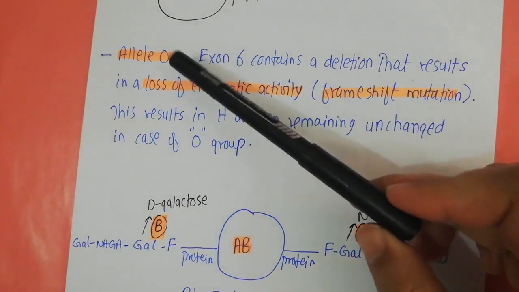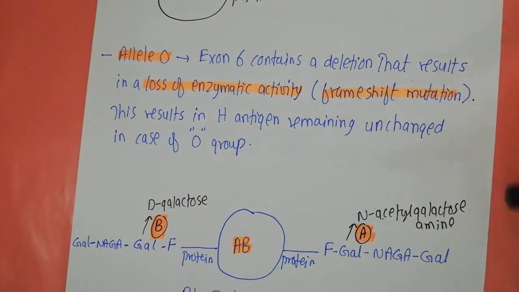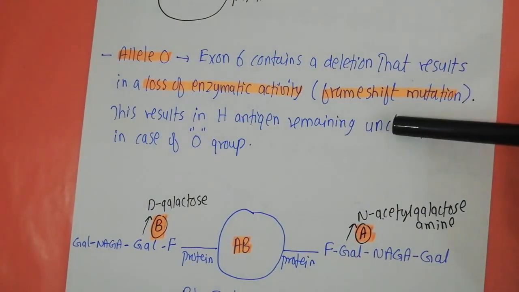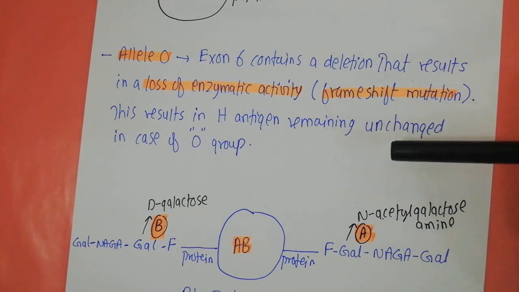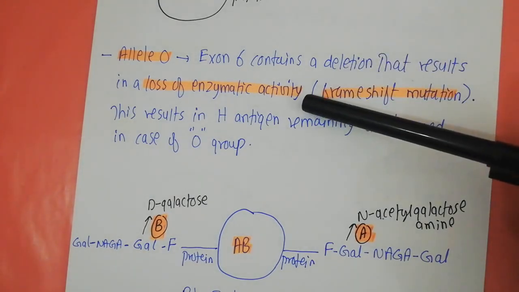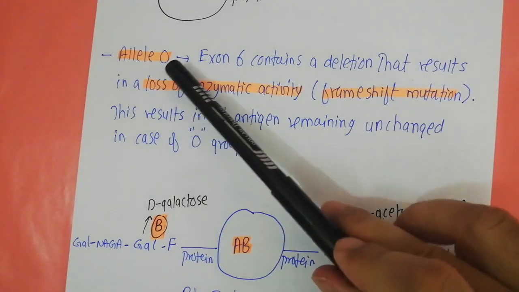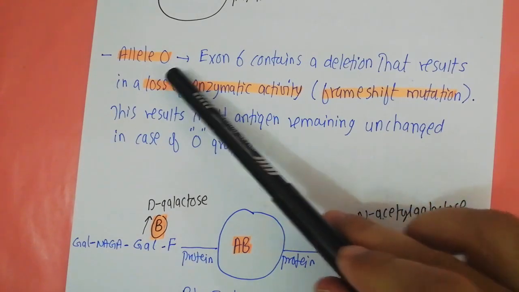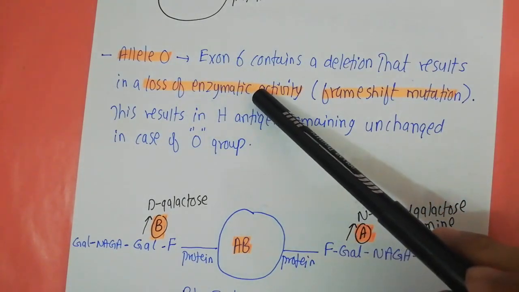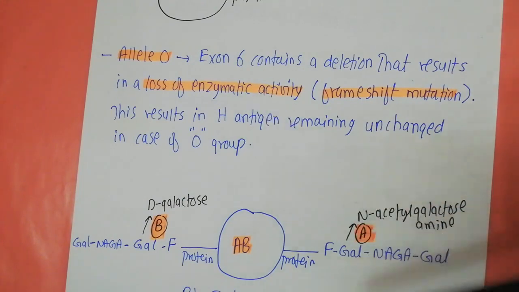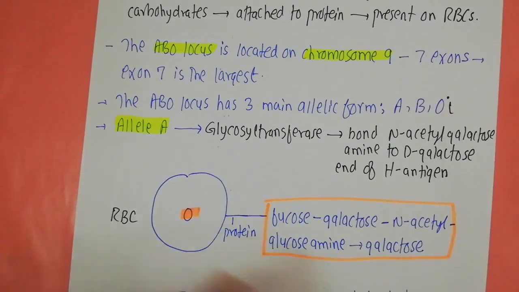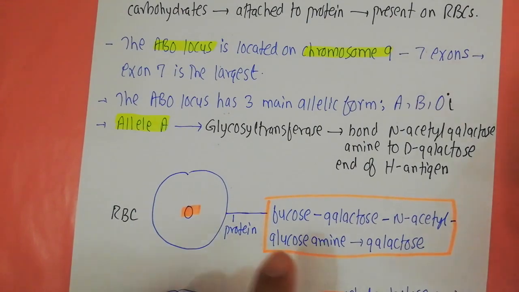This term O in biology usually refers to the absence of something, and in this particular case, the thing that is absent is the activity of the enzyme. So this O is for the absence of something. So when the enzyme is not active, that means that the H antigen which is present on the surface of the O type of the individual will remain unchanged. That is not going to change.